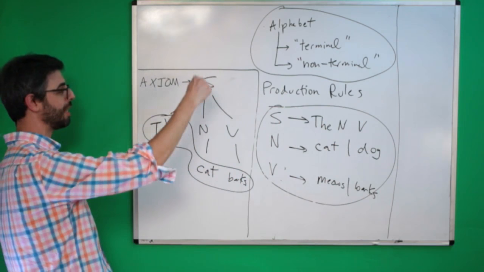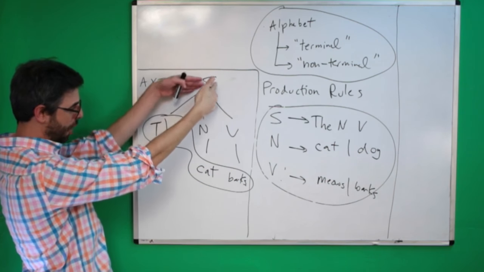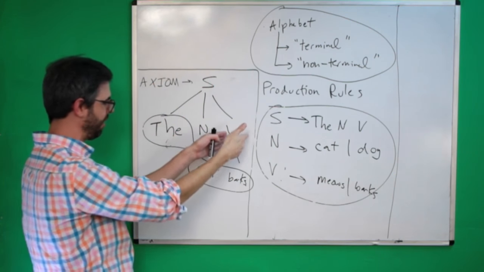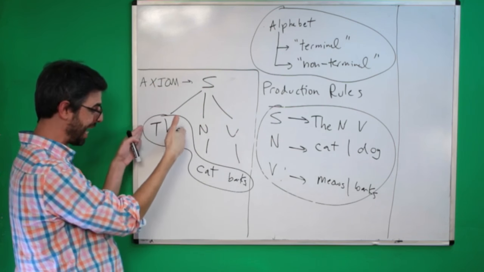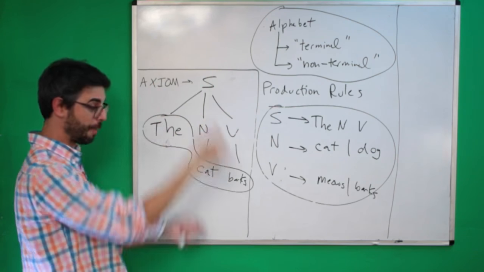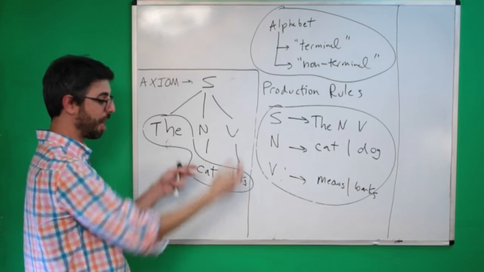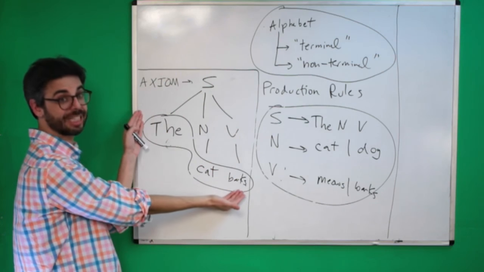So if I start with sentence, this gets expanded to the N and V. The is terminal, so it stays as the. N becomes, flip a coin, cat or dog. V becomes, flip a coin, meows or barks. And we get this expansion.